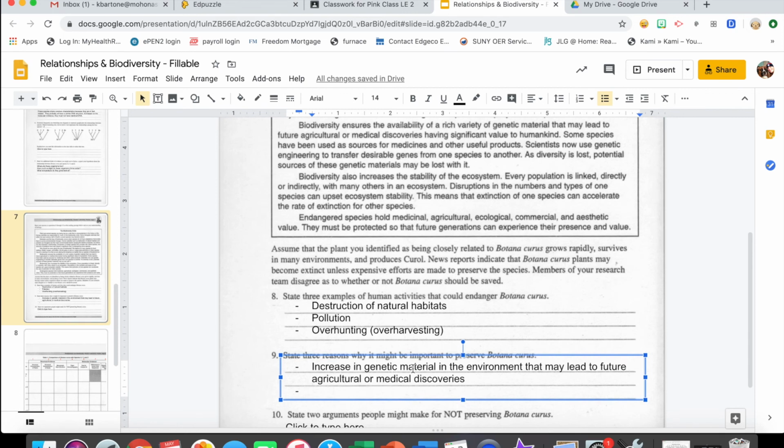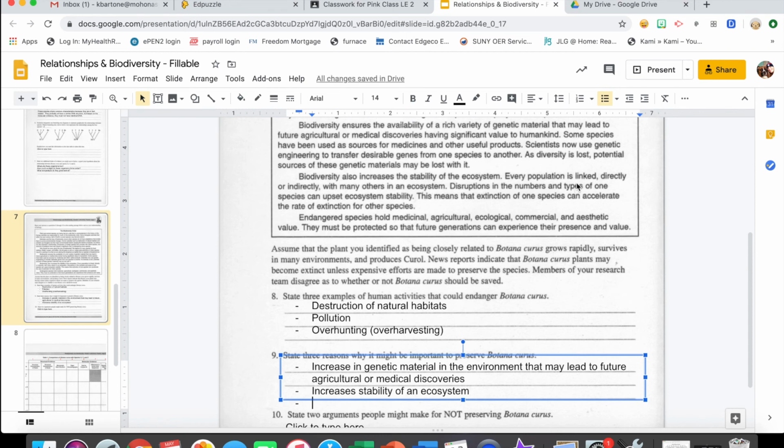Oh, we're going to run out of room on this one. That's okay. Let's see. Some species have been used as sources for medicines and other pesticides. Now use genetic engineering to transfer desirable traits from one species to another. Diversity is lost. Potential sources of these genetic materials will be lost. Biodiversity also increases the stability of an ecosystem. Increases stability of an ecosystem. So it keeps the ecosystem functioning better.